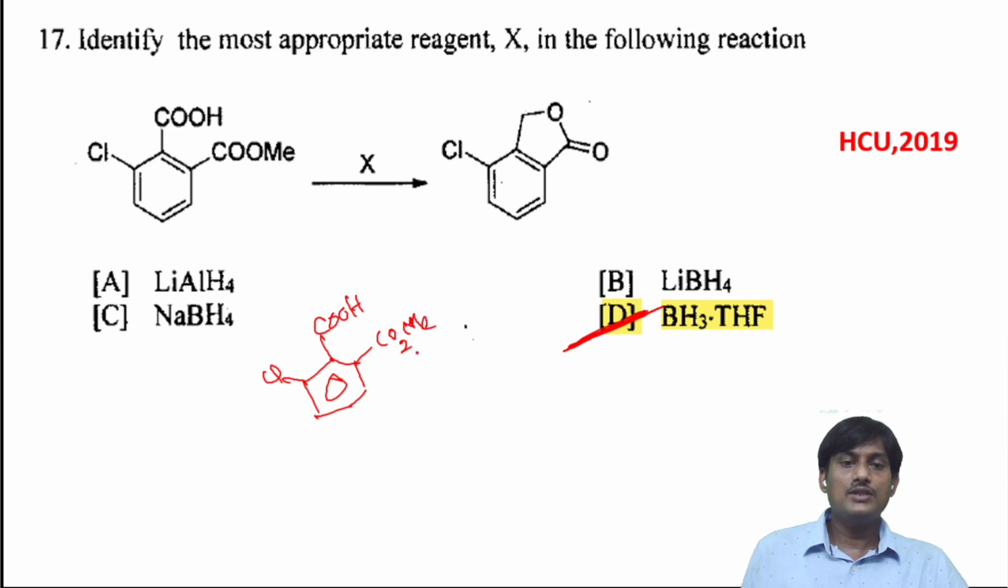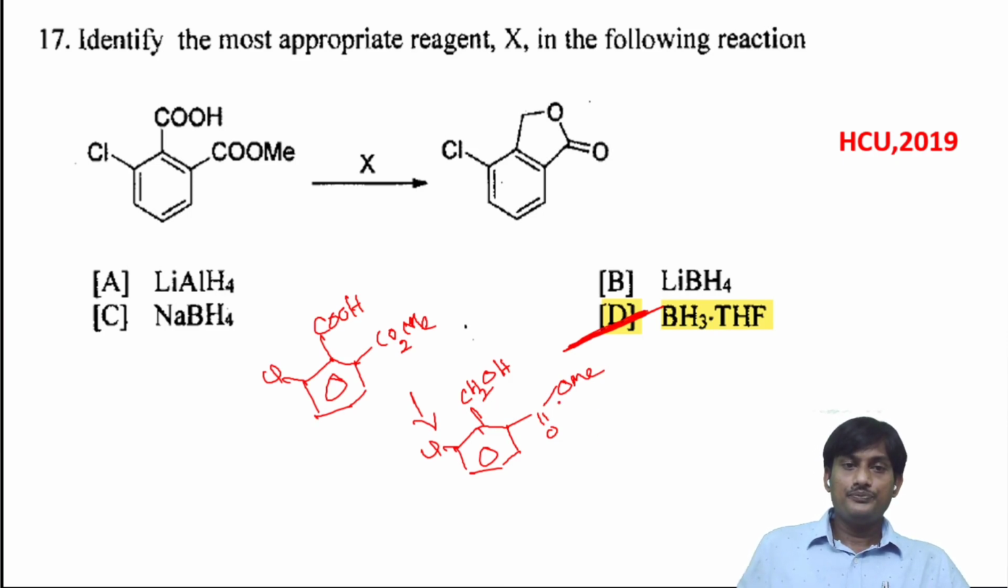So here there is a conversion of this one into alcohol. So here there is a Cl and CH2OH, and here we have C double bond O, OMe. Next there is an attack of this alcohol at this carbonyl, and there is a removal of OMe, and an esterification reaction takes place. So D is the correct option.